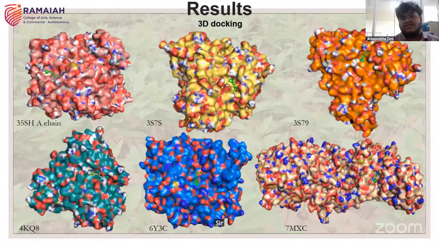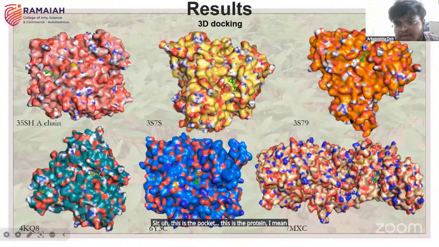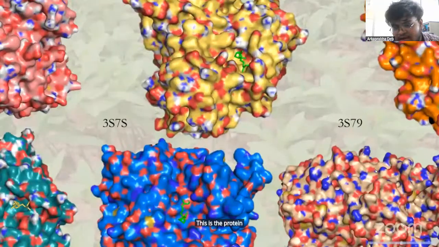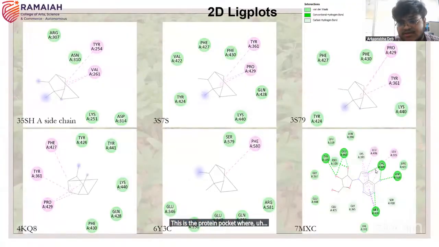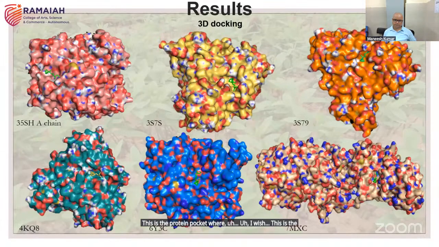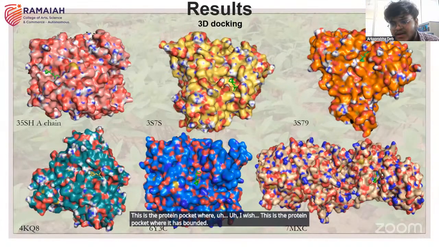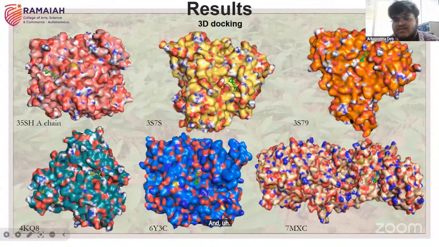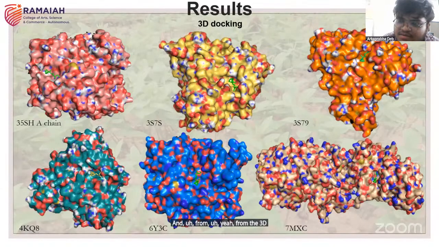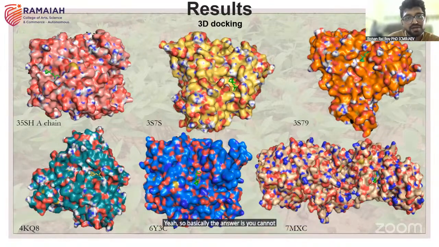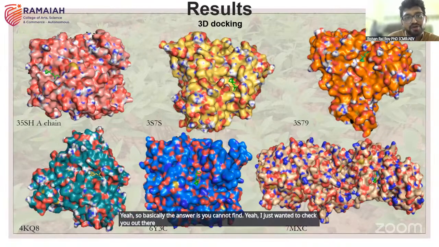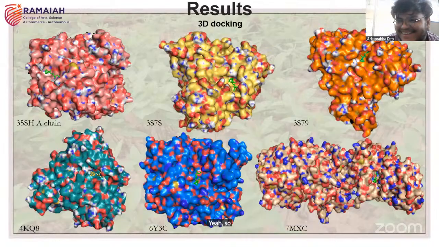Sir, this is the protein pocket where it has bound, and from the 3D structure, I don't know how to say which groups bind. The answer is you cannot find that. Yeah, I just wanted to check. So it's correct.